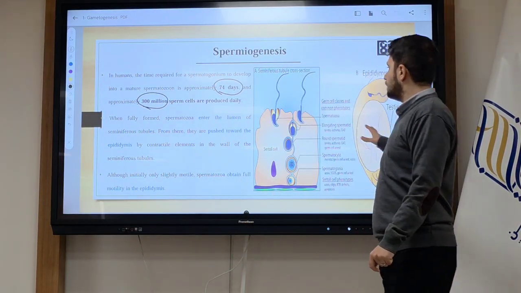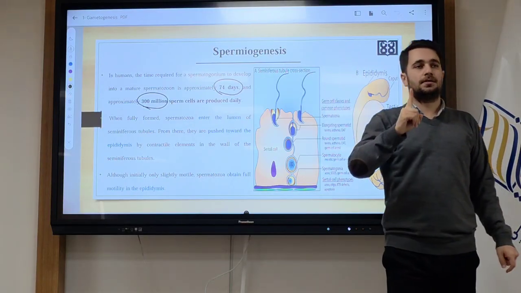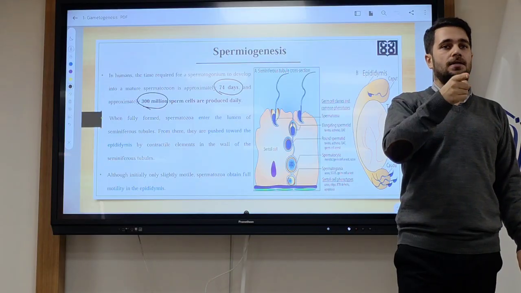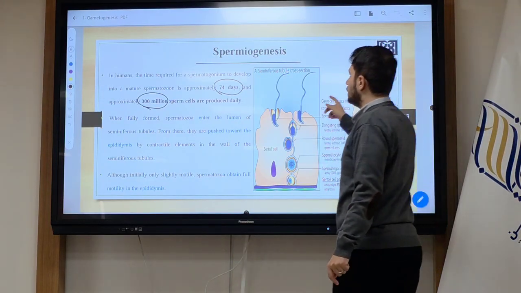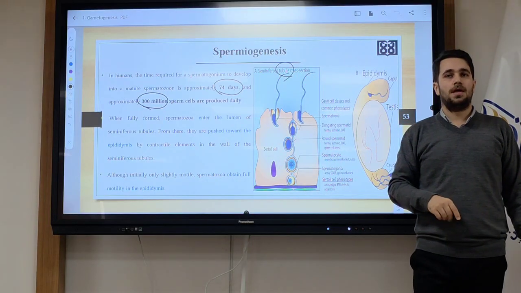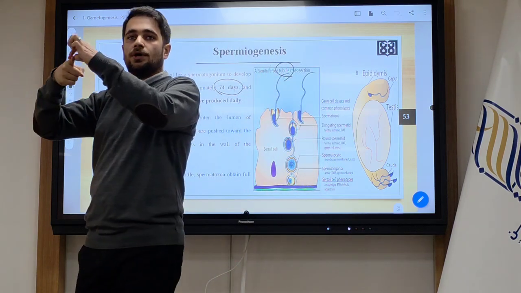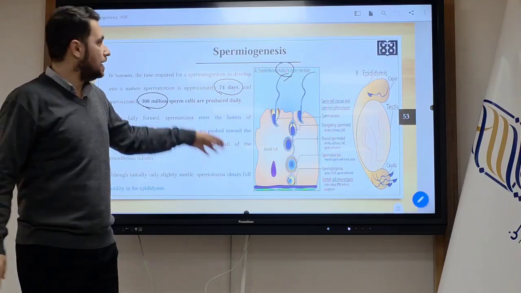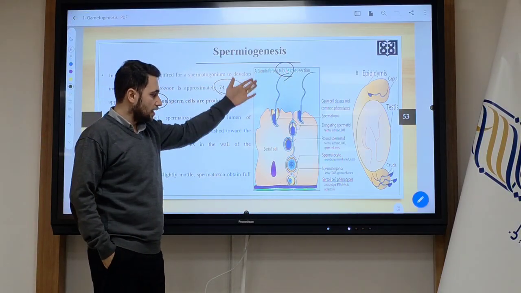And after that, I told you, at first we have sex cords. They don't have any lumen. But during puberty, this cord changes to a tube. Imagine that, for example, at the first time, it's something like this, the cord. But we need something to move. And this is the tube.